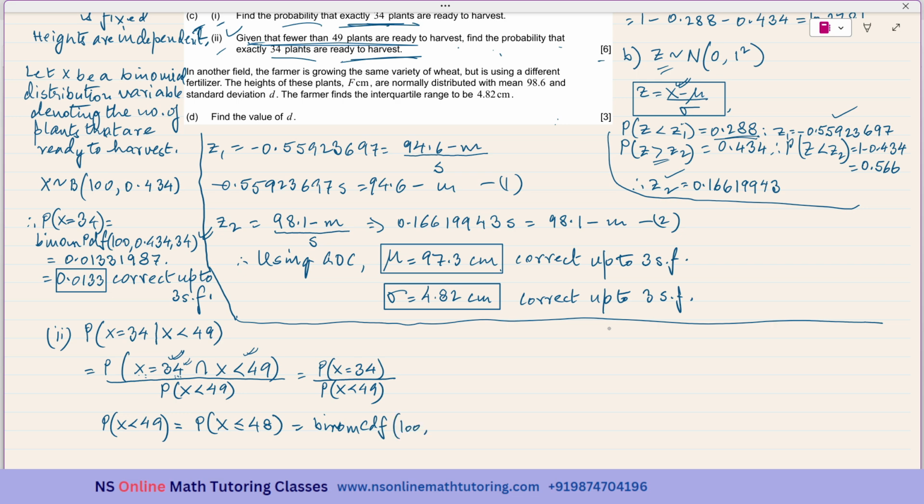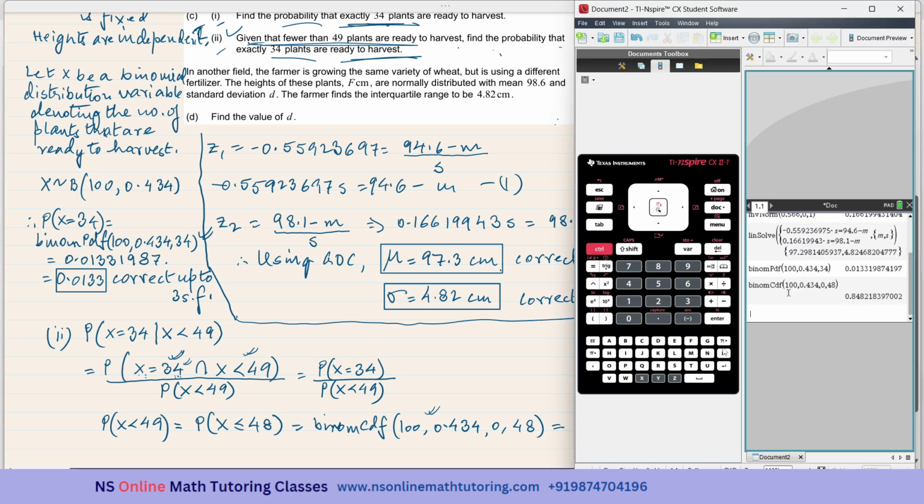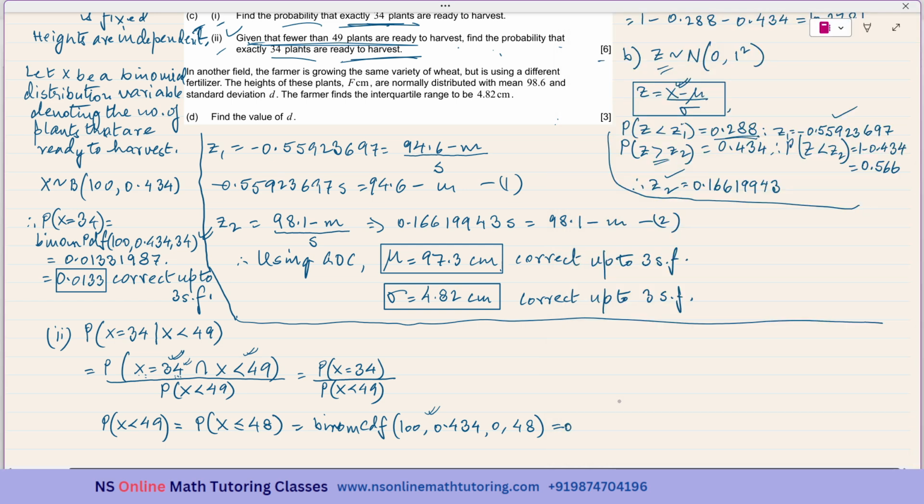100 and 0.434. Lower bound is 0, upper bound is 48. It is always better to give this command, showing how you entered the values. This will explain how you are coming to the answer. So this is 0.848218 and so on. Let me get two more digits at least. The three more digits are 397.